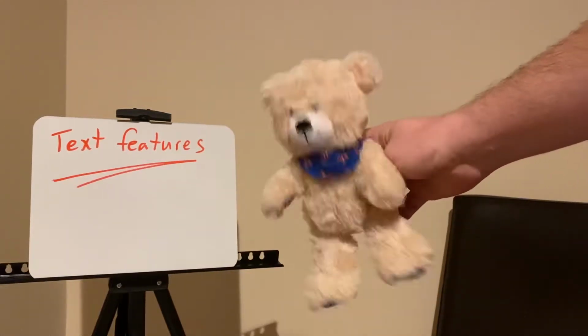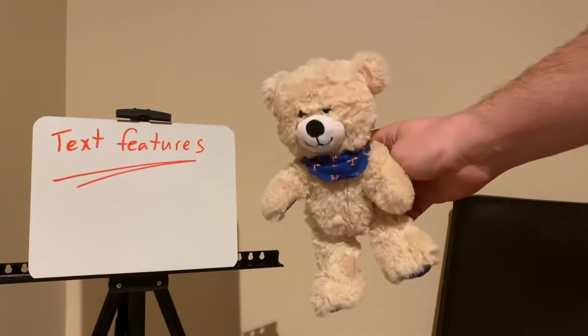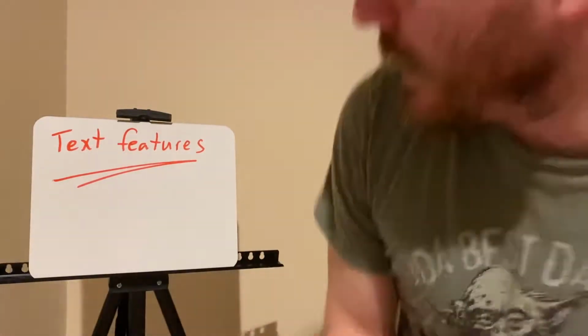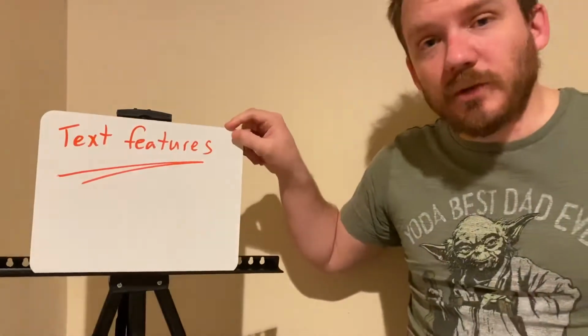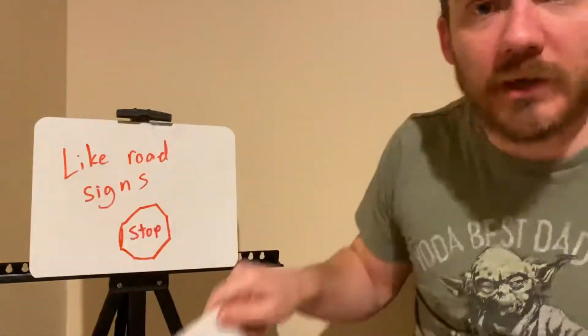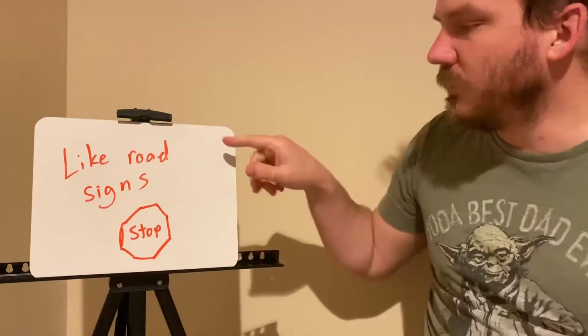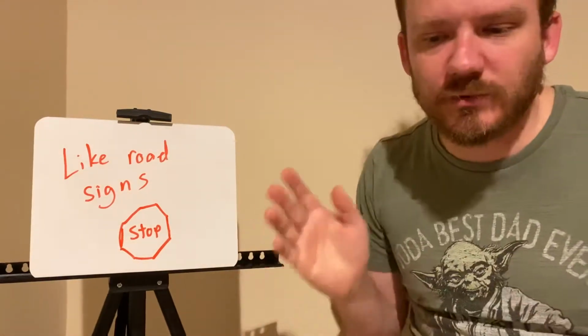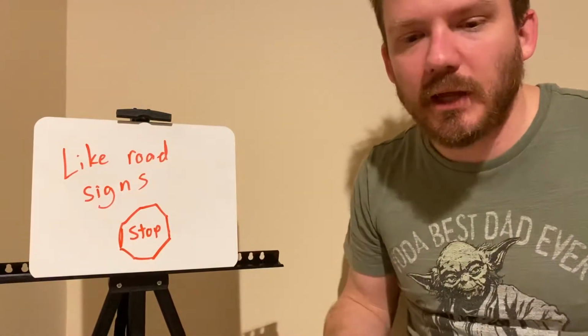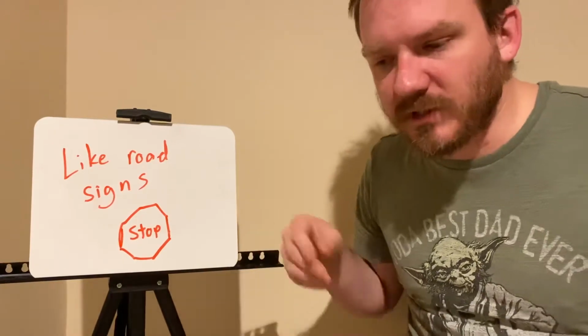This video is going to be about text features. How do we use them to help us read and comprehend informational text? They're like road signs. They're going to navigate us through the text to help us better comprehend it, tell us maybe where to stop, interesting things to look at.